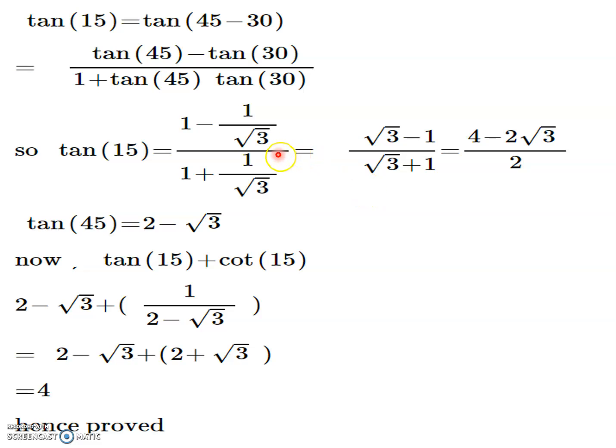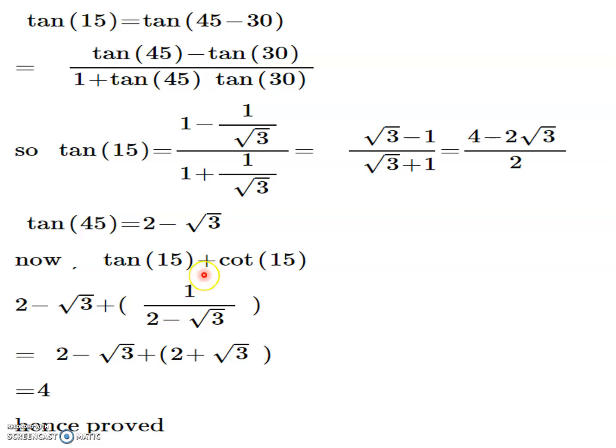So we have to take the cross multiplication, root 3 into 1, (root 3 minus 1) upon root 3 over (root 3 plus 1) upon root 3. The common term root 3 gets cancelled. Final answer is (root 3 minus 1) upon (root 3 plus 1). Simplification: we have to rationalize the numerator and denominator. We derive the final answer (4 minus 2 root 3) upon 2. So 2 gets common, tan 15 is 2 minus root 3.